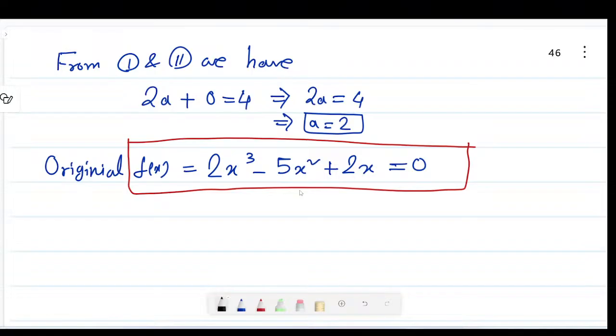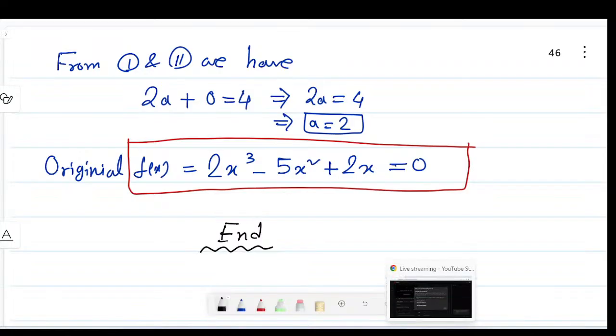So this is all for today. I am ending here, and in the next class we shall discuss the division algorithm and remainder theorem of polynomials. Thank you for joining.